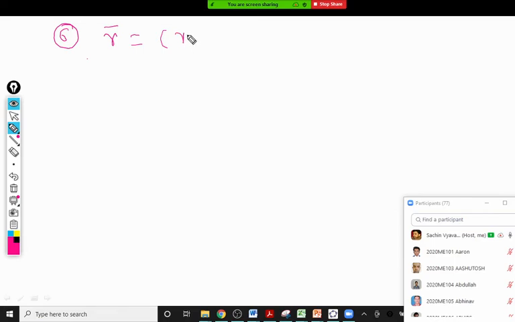r dot a into a dash plus r dot b into b dash plus r dot c into c dash. Actually, in this also sometimes bar is not used to give the property. So this is the result we have to prove.